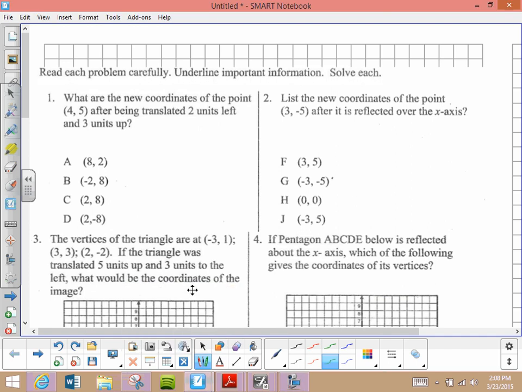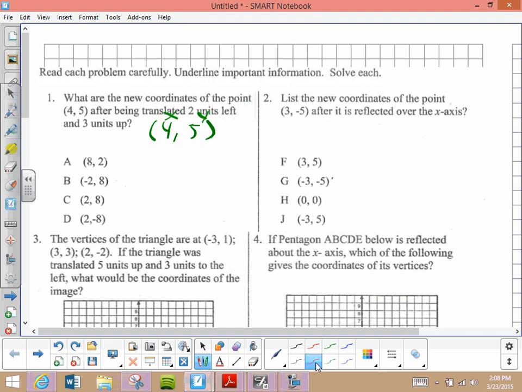All right, so let's go over this. What are the new coordinates of the point 4, 5? And on this one, I have a little trick for you guys. I already told you what to do, especially if you watched the review video that I uploaded last time, about doing it numerically. Well, I have this little trick that you can use.